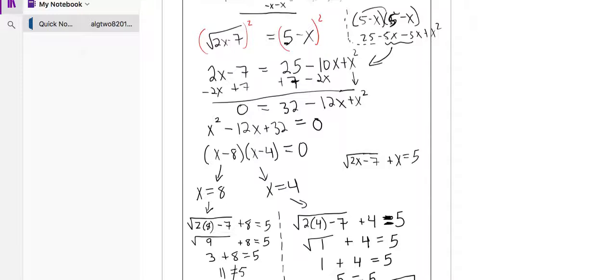All right, so here's what we got. Solve the equation algebraically. The original equation was this one right here, square root of 2x minus 7 plus x equals 5. So it had two steps. One was to solve algebraically, and the other one was to justify the solution set. And we did both.